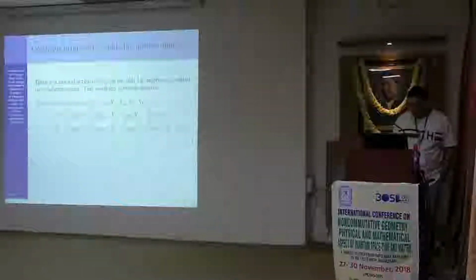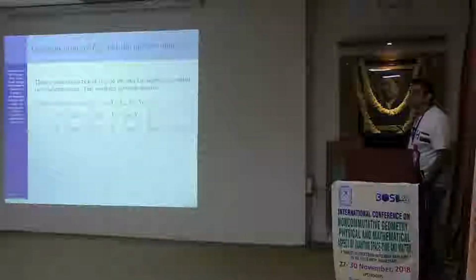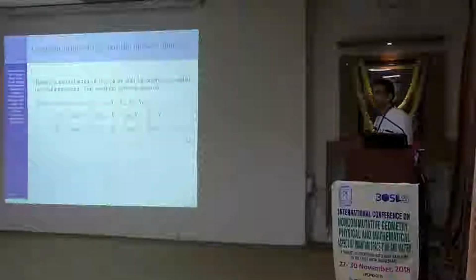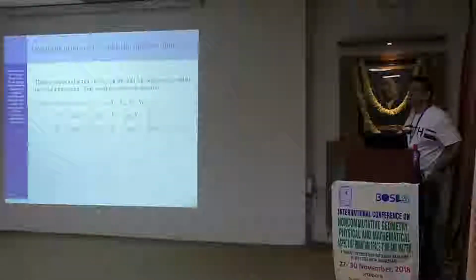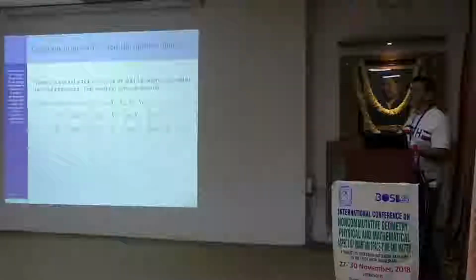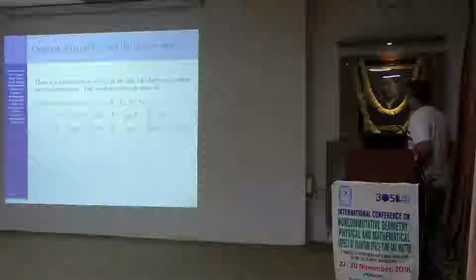Okay, so now we move on to R6. Sorry? It's R6, no? No, R7. How did you get the 7? So it was previously R4, then we centrally extended it by R3, so we get R7.